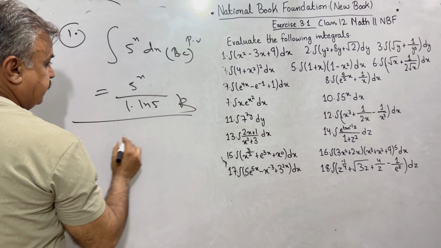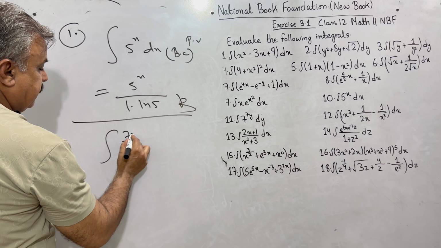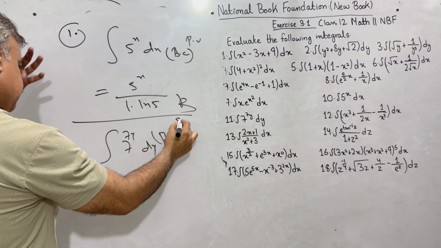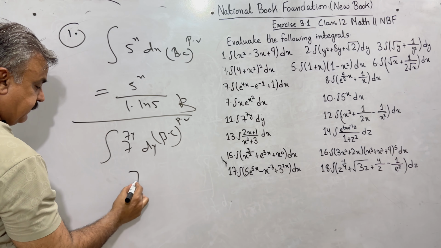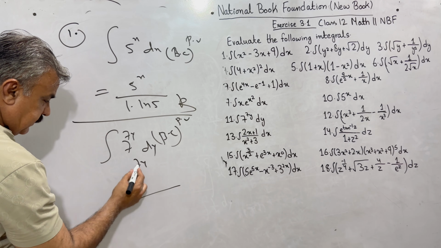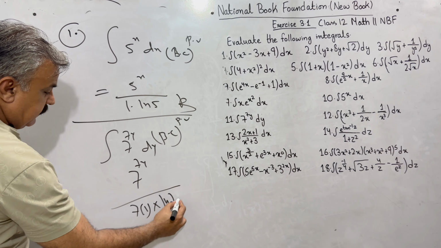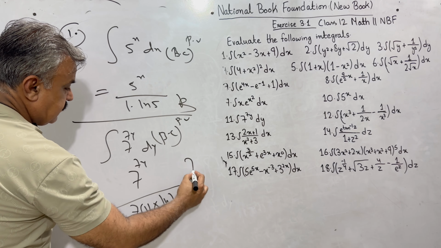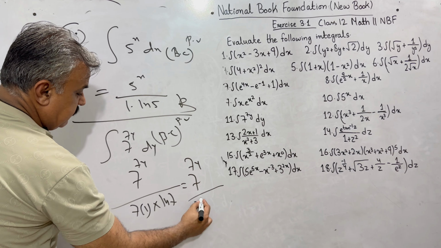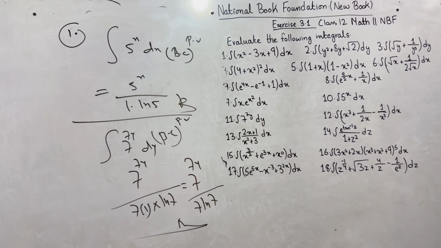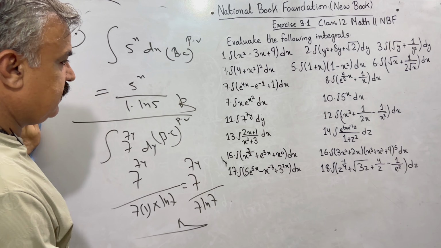What about 11? 7 raised 7y dy. Same, base constant power variable. Right, same. Divide by the differentiation of the power. 7 times y means 7. Base with ln 7. We have 7 raised 7y divided by 7 times ln 7. It's our answer in that case. Let's see question number 12.